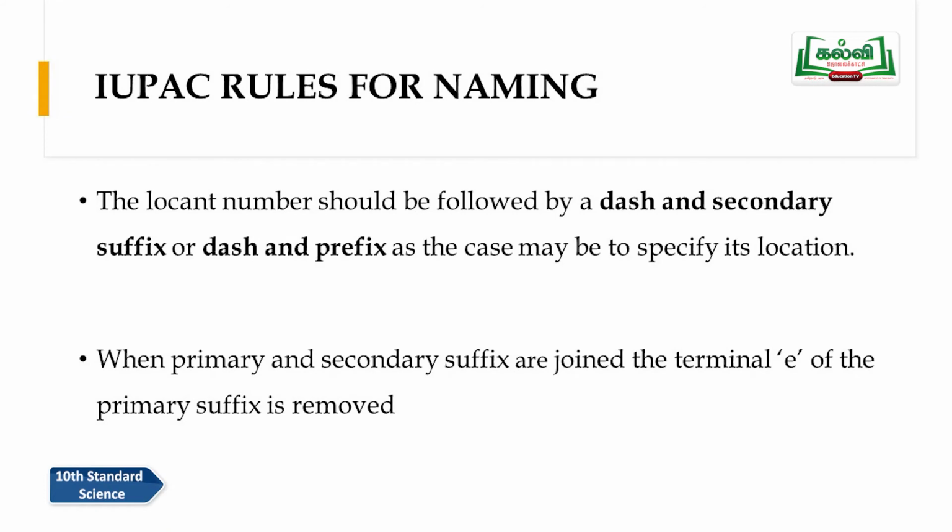When primary and secondary suffix are joined, as in some cases you will see, the terminal E of the primary suffix is removed. So these are the rules for writing the IUPAC names of the organic compounds.